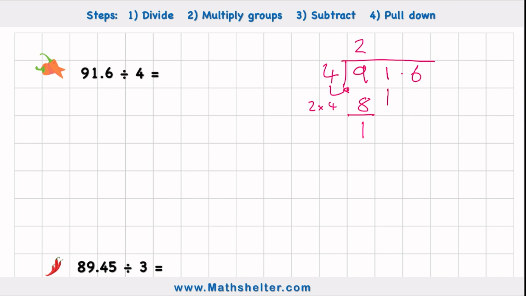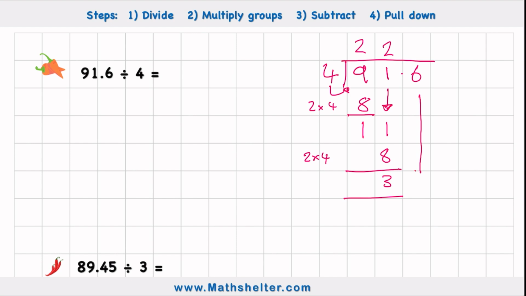Now I pull down my next number, which is also a 1. How many 4s are there in 11? 4, 8, 12 would be too fast, so I have 2 whole groups. And then let's see how many groups I took away. 2 times 4 is 8. 11 subtract 8 leaves me with 3.